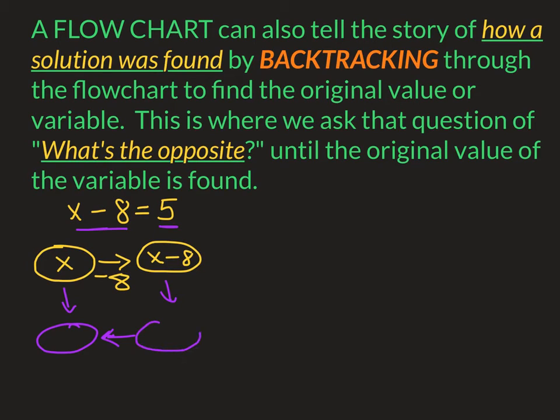But this time, I know that I'm going in reverse. So remember, x minus 8, we now know equals 5. So in here, I'm going to put 5. And I'm going in reverse. So I say, what's the opposite of minus 8? The opposite of minus is plus. The opposite of minus 8 is plus 8. 5 plus 8 is 13. So I now know, see how this goes down to here, that therefore x equals 13. Well, that makes things easy, don't you think?